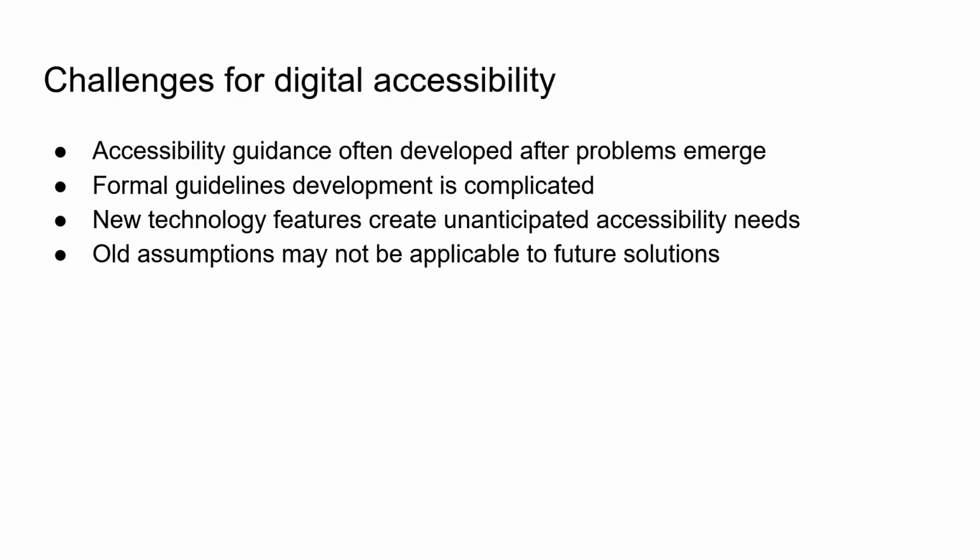The Digital Accessibility Framework responds to several challenges we see facing the field of accessibility. Accessibility guidance is generally developed in response to observed accessibility challenges and established solutions, generally years after the problems emerge. Formal guidelines development is a complicated process, so it can be difficult for some groups to contribute. New types of technologies with new features can expose new kinds of accessibility challenges that haven't been considered yet. And assumptions used in previous accessibility standards might not be applicable to these new technologies.